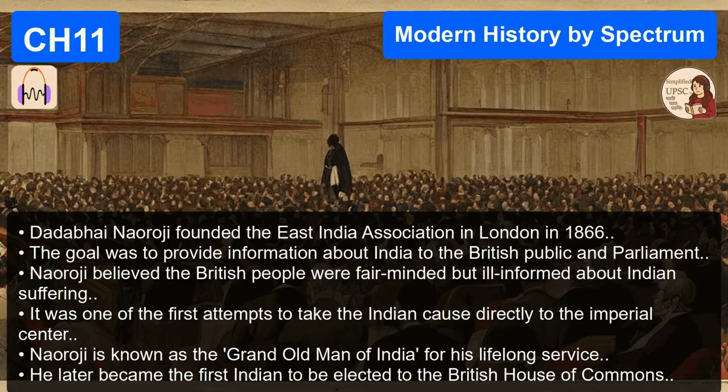It was actually a deeply strategic move. Naoroji understood that the real levers of power weren't in Calcutta. They were in London. The British Parliament. Exactly. He wanted to influence the British public directly. He honestly believed that the average British voter was fair-minded. So he thought if they just knew the truth, they would help. Right. He believed that if the British public knew how badly India was being mismanaged and impoverished, they would vote for change. So he took the fight directly to their doorstep.